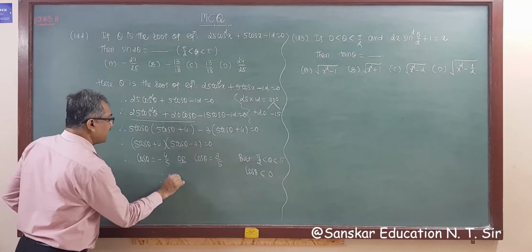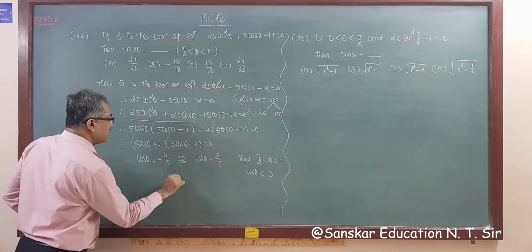I am writing directly here. This is not an accepted value, so this is not possible. Now we have to find out the value of sine 2 theta. That means you have only one formula: sine 2 theta is 2 sine theta into cos theta. We need sine theta also.